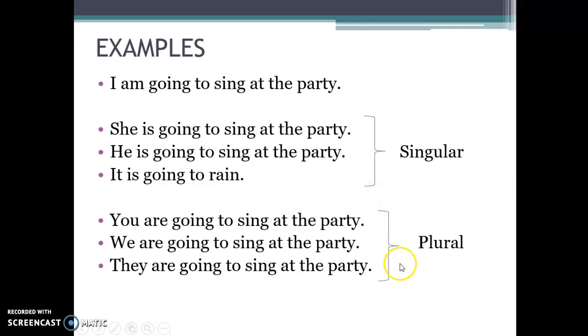Now here we have some plural ones. You are going to sing at the party. We are going to sing at the party. They are going to sing at the party. If you see, all these sentences have the same structure. Subject, the verb be, plus going to, plus the verb in infinitive, plus the complement.